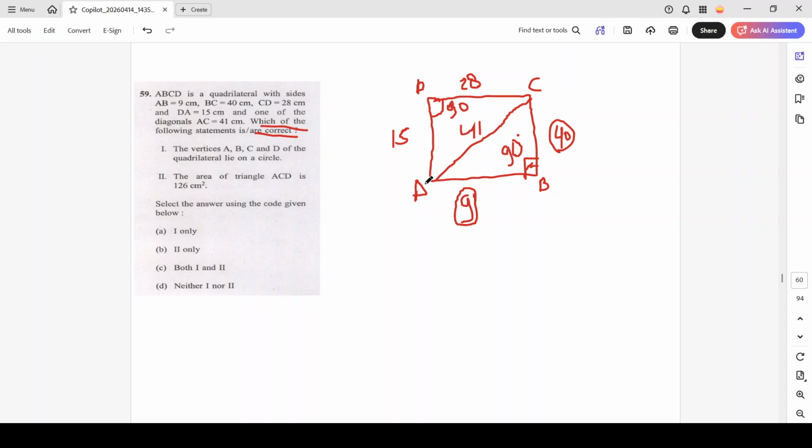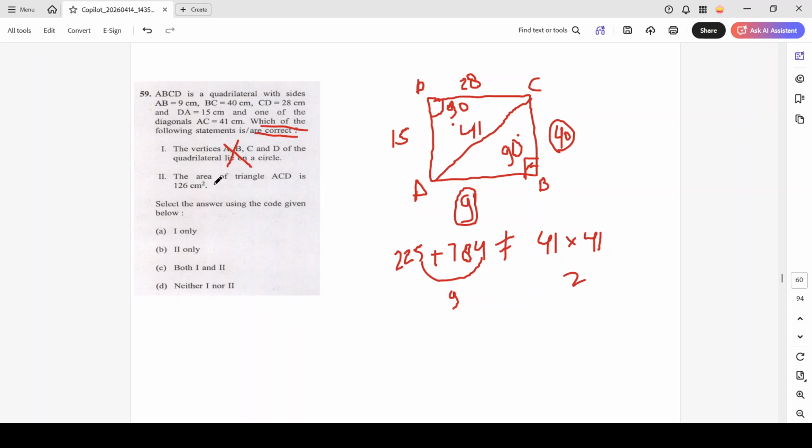So now, for it to be 90 degrees, this should follow the Pythagoras theorem. That means 15 squared, 225, plus 28 squared, 784, should be equal to 41 squared. That means 41 into 41. Does it follow the concept? So we see the unit place, 9, and 1009. That is not equal. That means this is a wrong statement. This is not a cyclic quadrilateral.